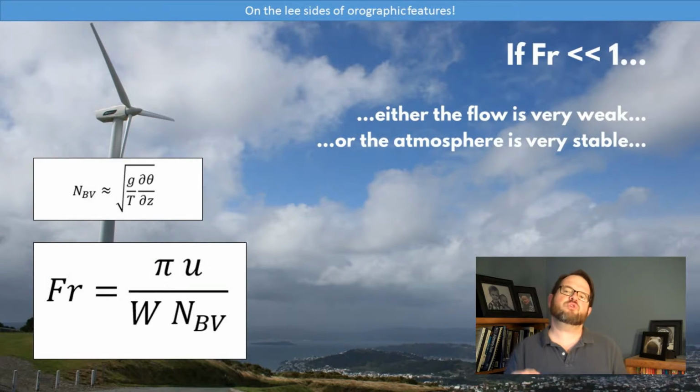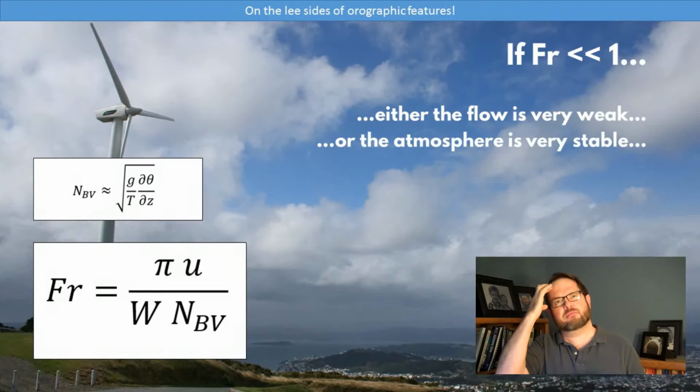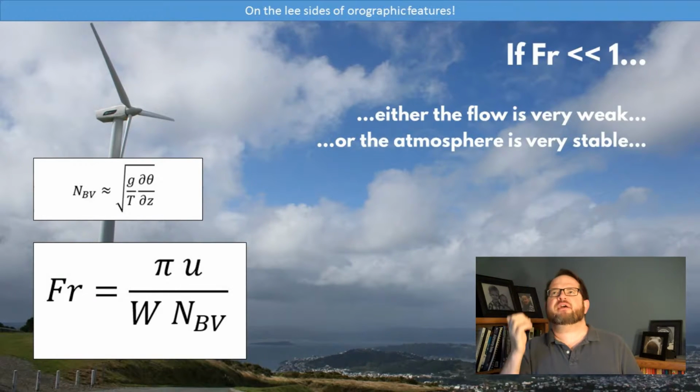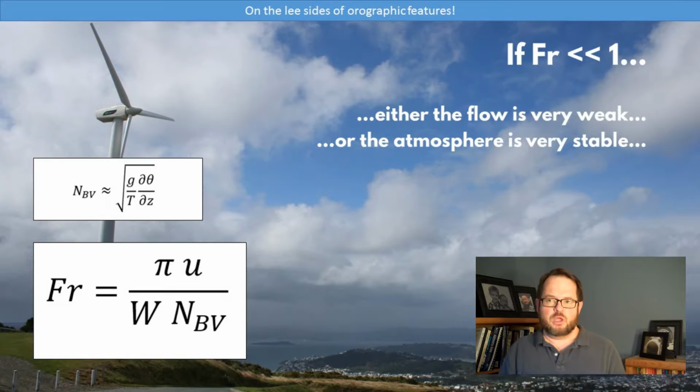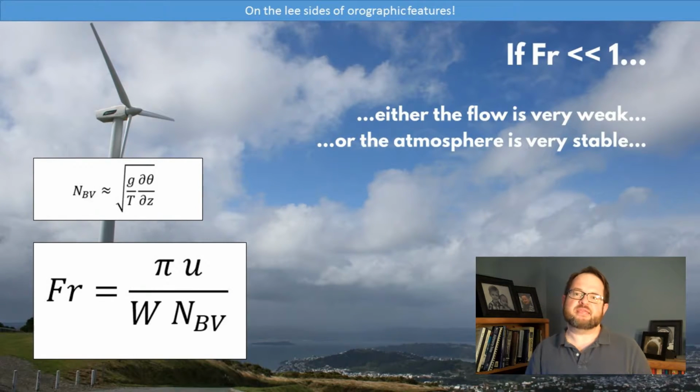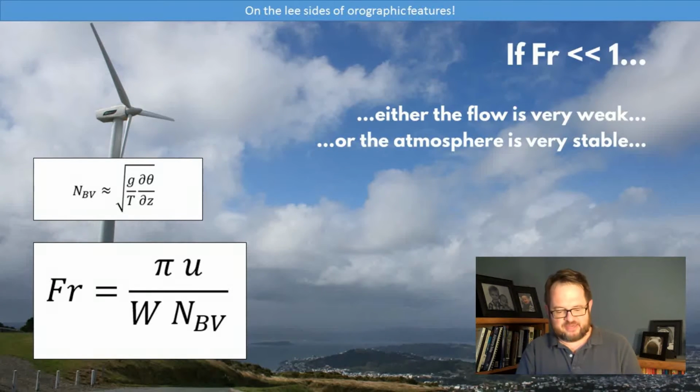What about the situation where the Froude number gets really, really small, much smaller than 1? Well then, looking at my definition of the Froude number, if that number is really small, then either u is really small, which means the flow is really weak, or the atmosphere is very stable, because that would make the denominator really big. Okay, mathematically that makes some sense.